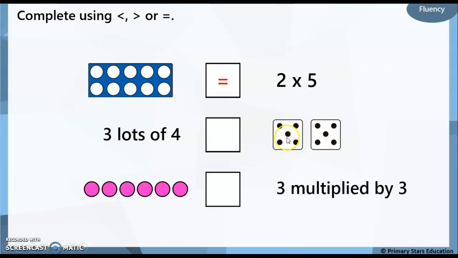Here we have 2 groups of 5, 5, 10. 12, 10. This is the largest number, so the crocodile is going to eat this number here.